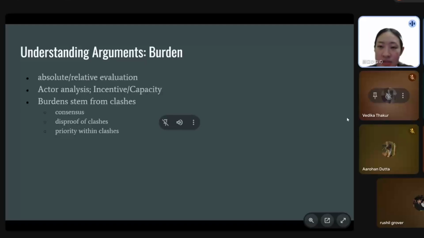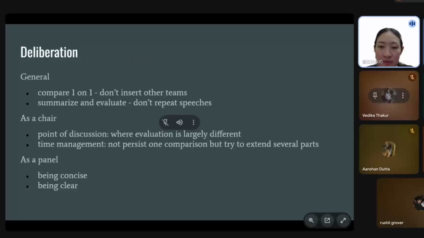So let's go a bit more practical, about deliberation and OA briefly. On deliberation, I think the first general thing is that comparison is one-on-one. So you cannot insert other teams in a specific comparison. When you explain OG and OO, you cannot bring closing government into the opening comparison, nor closing opposition into the opening comparison. It is also the same for other comparisons. And if you bring in other comparisons, it's going to be more complex. It is not very accurate.